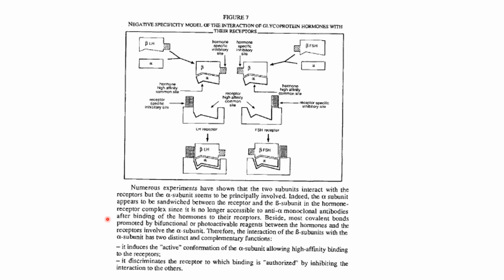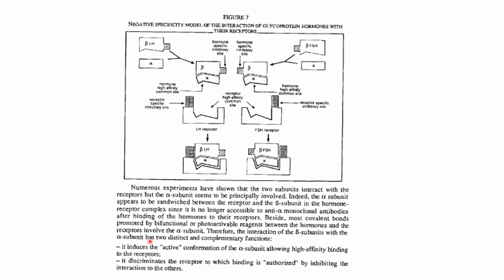Besides, most covalent bonds promoted by the bifunctional or photoactivable reagents between the hormone and the receptors involve the alpha subunit. Okay, so they've pretty much shown that it's the alpha subunit that binds to the receptor most tightly and with most affinity. So therefore, the interaction of the beta subunit with the alpha subunit has two distinct complementary functions.